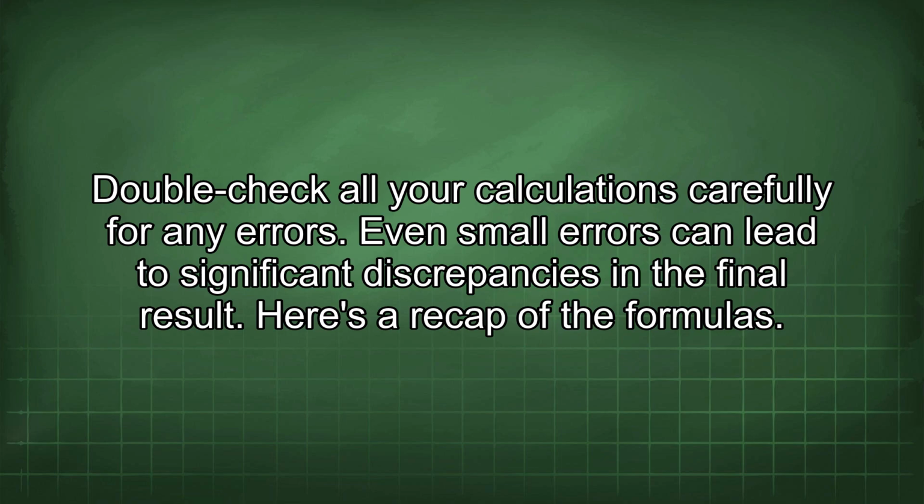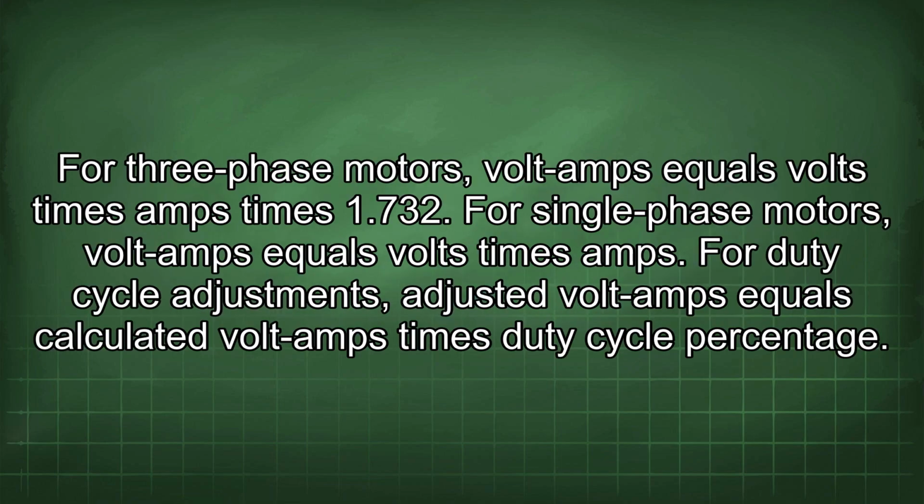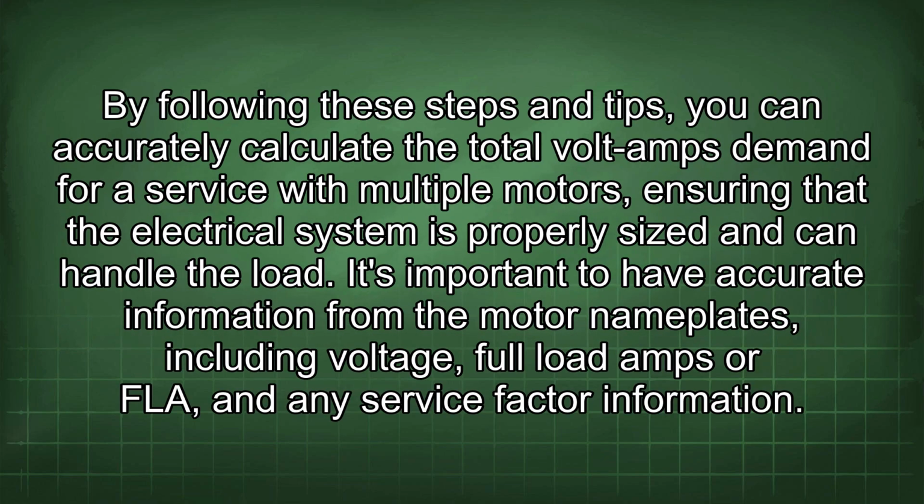Here's a recap of the formulas. For three-phase motors, volt amps equals volts times amps times 1.732. For single-phase motors, volt amps equals volts times amps. For duty cycle adjustments, adjusted volt amps equals calculated volt amps times duty cycle percentage. By following these steps and tips, you can accurately calculate the total volt amps demand for a service with multiple motors, ensuring that the electrical system is properly sized and can handle the load.